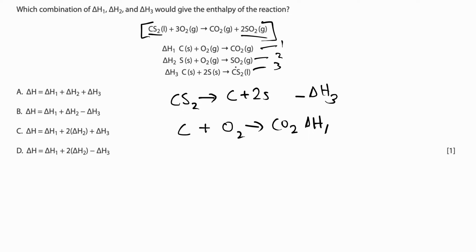But what I do need to do is multiply the whole equation by 2, because I need 2 SO2s, but I only have 1 SO2 in the second equation. So in this case, I'll rewrite this equation but multiply every single constant by 2. So it'll be 2 times S plus O2 gives me SO2. And now what happens to the delta H? The sign stays the same, delta H2, but it's actually 2 times that because I've multiplied everything by 2.